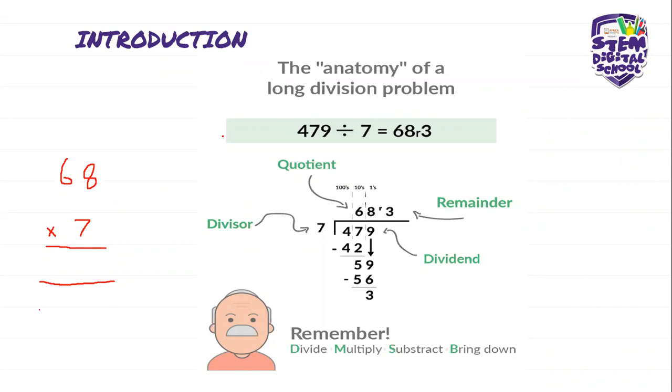Right, I have someone who's going to do it with me. Hello, sir. Hi, so let's do 68 times 7, starting from here. What is 7 times 8? 56. So we're putting down the 6 and we're carrying over the 5.